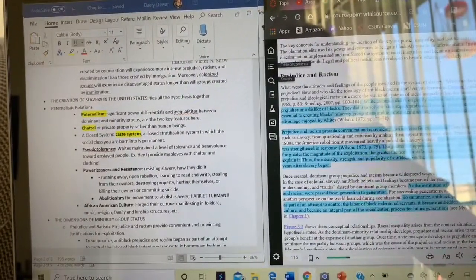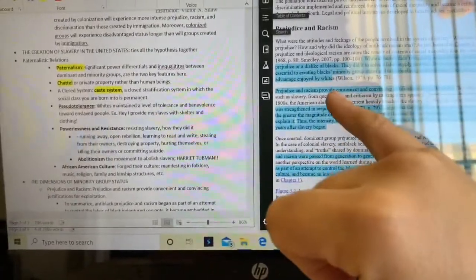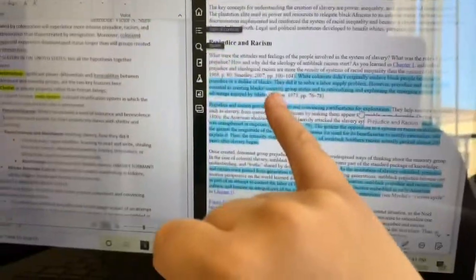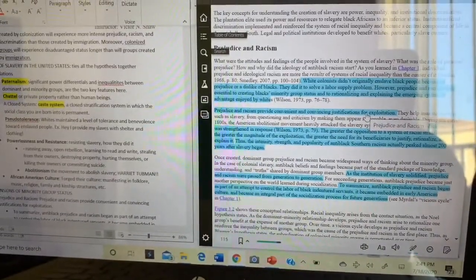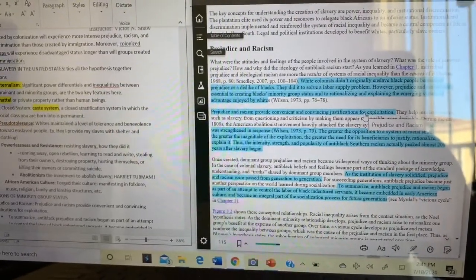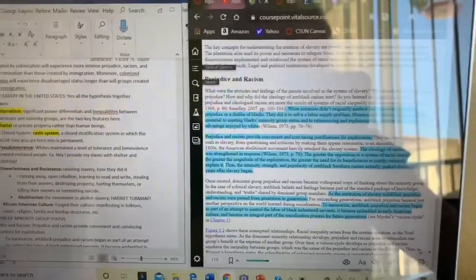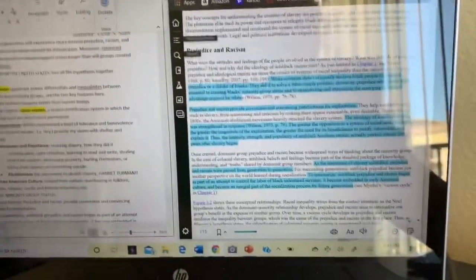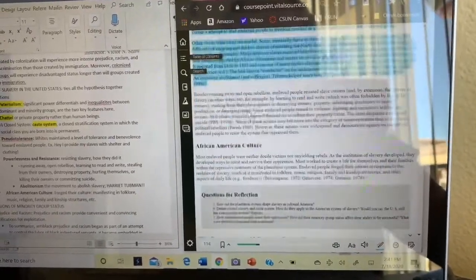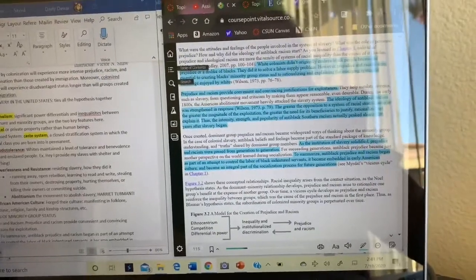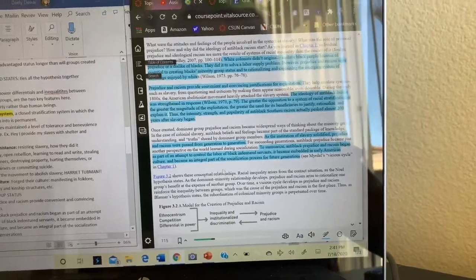I highlighted a few points that I liked. It said white colonists didn't originally enslave black people because of prejudice or dislike of blacks. They did it to solve a labor supply problem. However, prejudice and racism were essential to creating blacks' minority group status and to rationalizing and explaining the emergent system of advantage enjoyed by whites. So like I said earlier, this pseudo-tolerance created prejudice and racism. I just highlighted the same thing over and over.